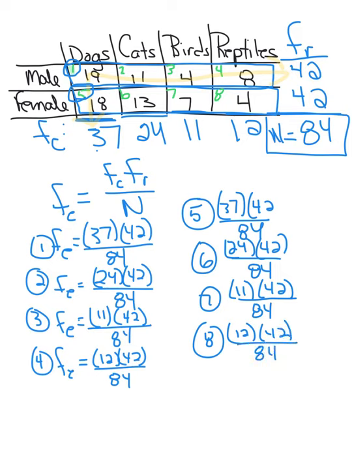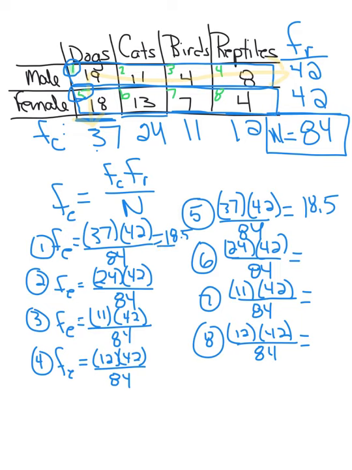Now the nice thing is I can just do each of these for one row, and then I can just duplicate the others because we know that they're the exact same. So if I look carefully here, 37 times 42 divided by 84 equals 18.5, okay? So I'm going to put here 18.5. We know this is 18.5, right?